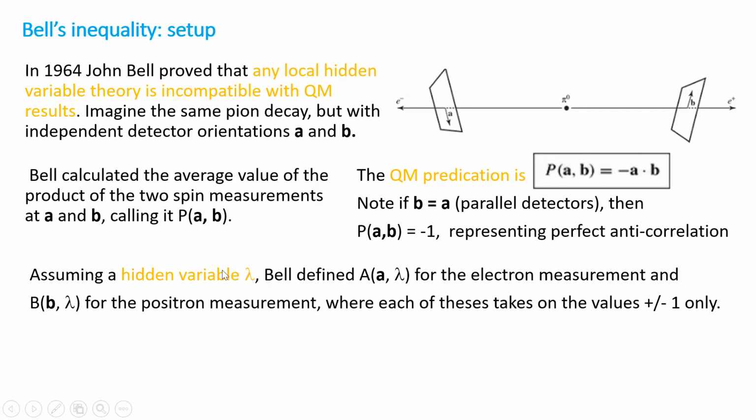assuming that there was a hidden variable, call it lambda, which contains the actual spin states right after the two particles, the electron and the positron, were created, Bell defined a function A of the orientation of the first detector, lambda, for the electron measurement, and B of the B orientation, lambda, for the positron measurement.